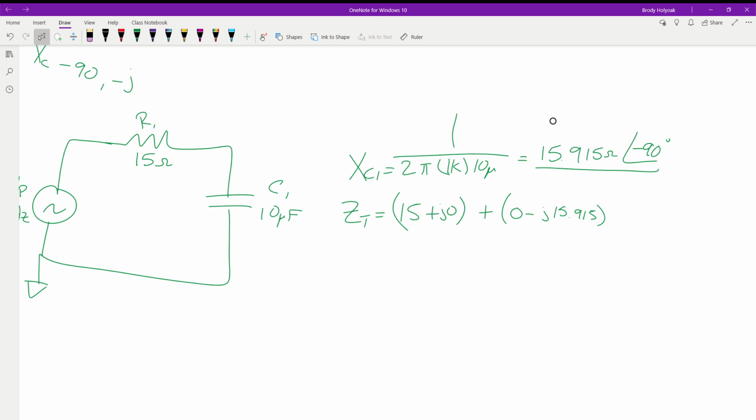So now we have this. Now we can combine it together like we were doing 2 weeks ago, adding like values together. Combine the reals, combine the imaginaries. So our impedance total ends up being 15 minus j15.915. That's all good and great. We need to solve for current. So if we're going to do division, what does this have to be in? Polar. So we have to take this and convert to polar.